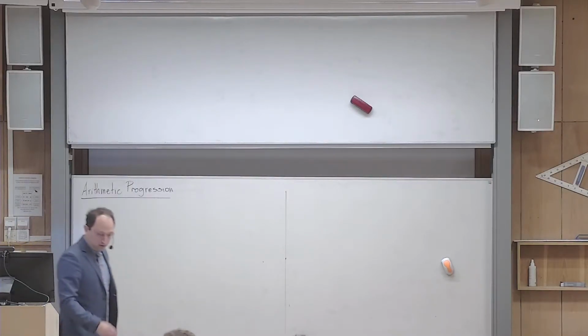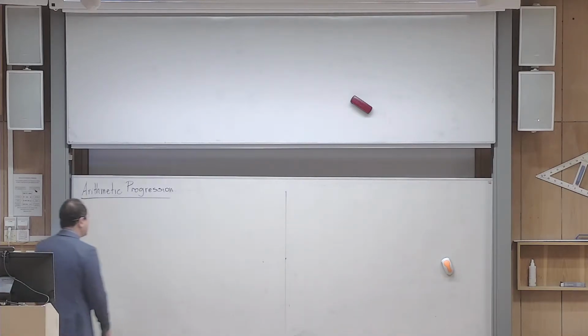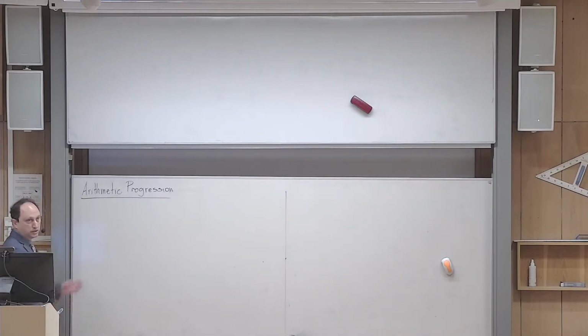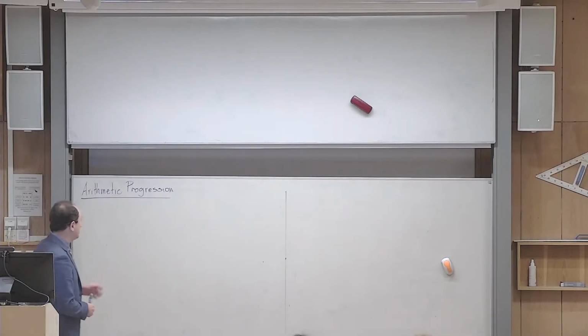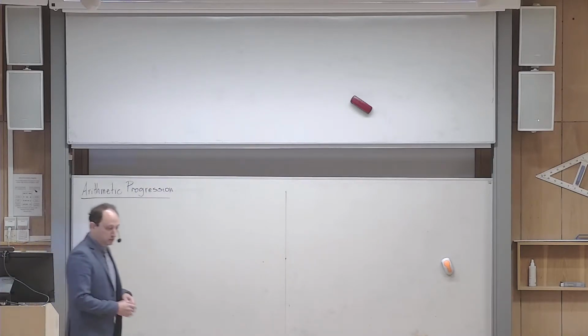Okay, so we continue the lesson. Dear students, if you remember, we started talking about sequences. There are two sequences that we are interested to learn about in this course. One of them is called arithmetic progression, which will be the topic of today's lesson, and the other one will be geometric progression. So what do I mean by an arithmetic progression?